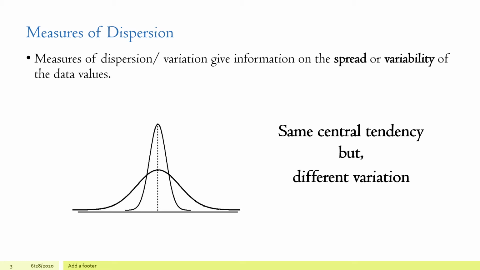Measures of dispersion or variation give information on the spread or variability of the data values. Like we have already discussed how normal curves will form and how it looks. You can see here this is a normal curve, but this is not a normal curve. Either it is kurtosis or a highly skewed curve.